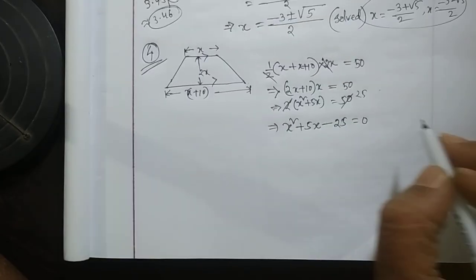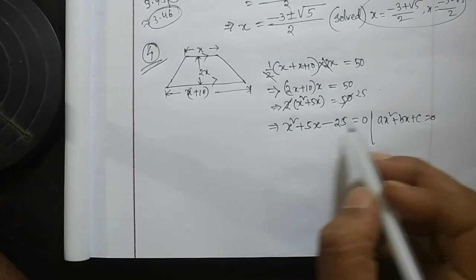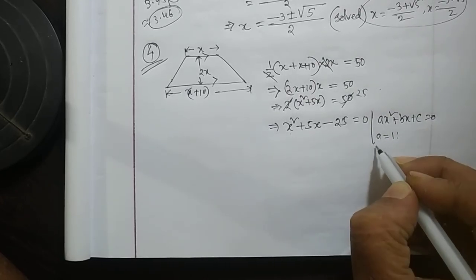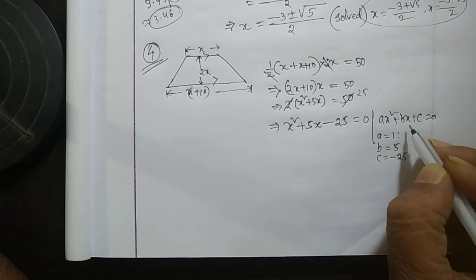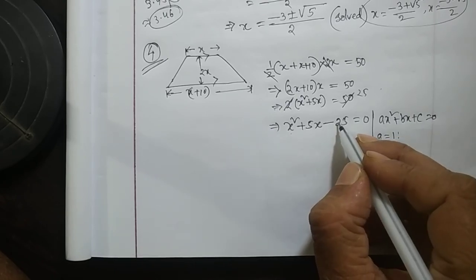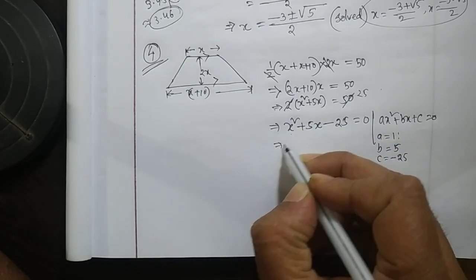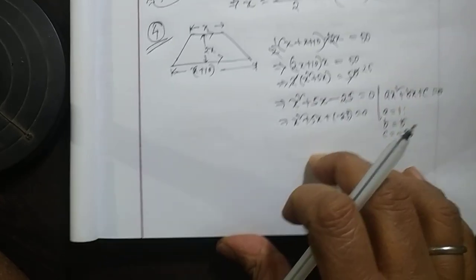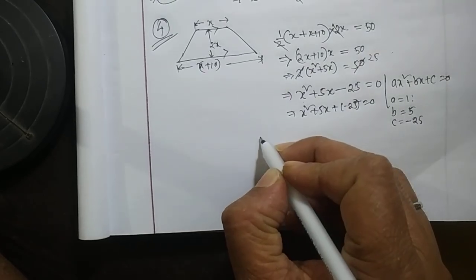So we know the general equation is ax square plus bx plus c is equal to 0. If we compare it, a is equal to 1, b is equal to 5 and c is equal to minus 25. Look here, there is a plus sign behind c, so you take the plus sign and then it will become minus 25. You can write it or not, it's up to you. Yes, like this way you can write. And now go to the solution.